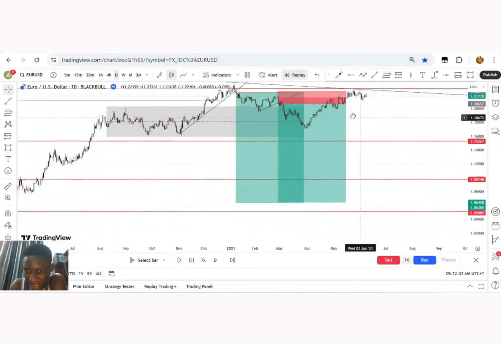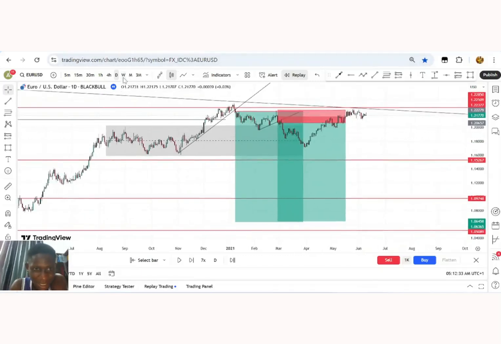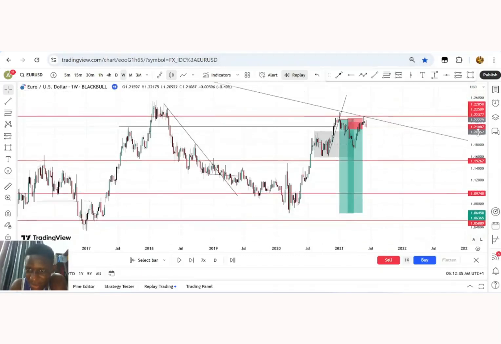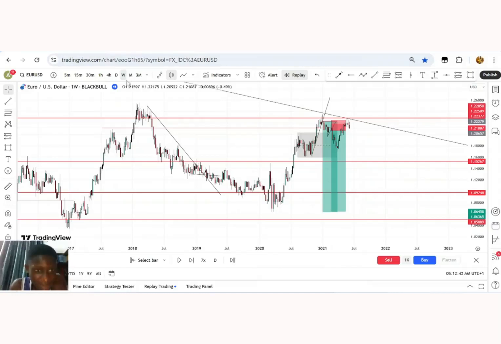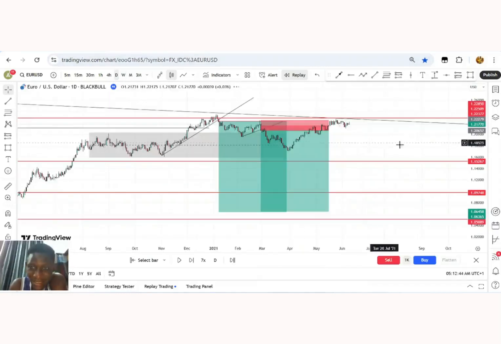So see what the market did. The market is ranging at this zone. It's ranging at this zone, this red line, this trend line. See, from here, the market is heading down.